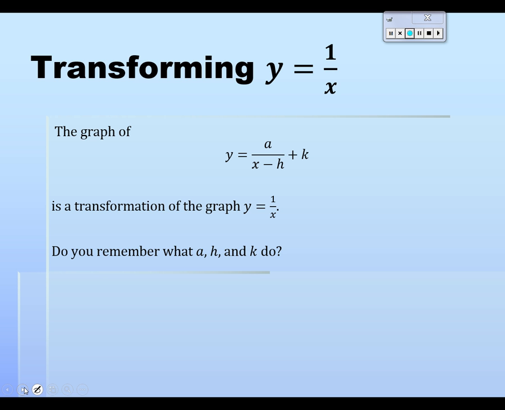What does H do? Left to right. H moves it left to right. First, what does A do? I'll give candy for A. Stretches it which way? Wider or thicker? What else does A do, Jesse? What else could A do? Shrink it. What else? Expand.